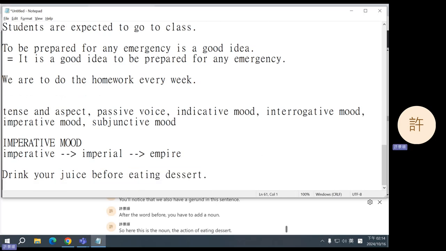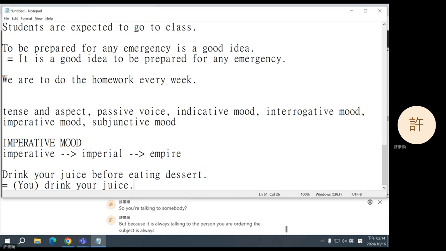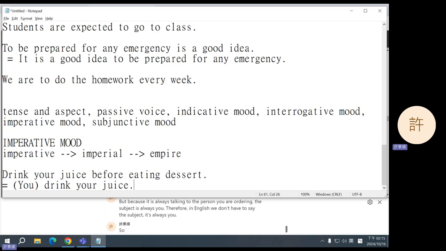So how do you create an imperative? Remember, it's an order, right? So you're talking to somebody. But because it is always talking to the person you are ordering, the subject is always you. Therefore, in English, we don't have to say the subject. It's always you. So how do you build an imperative sentence? Use the infinitive without the word to. In other words, use the original form.